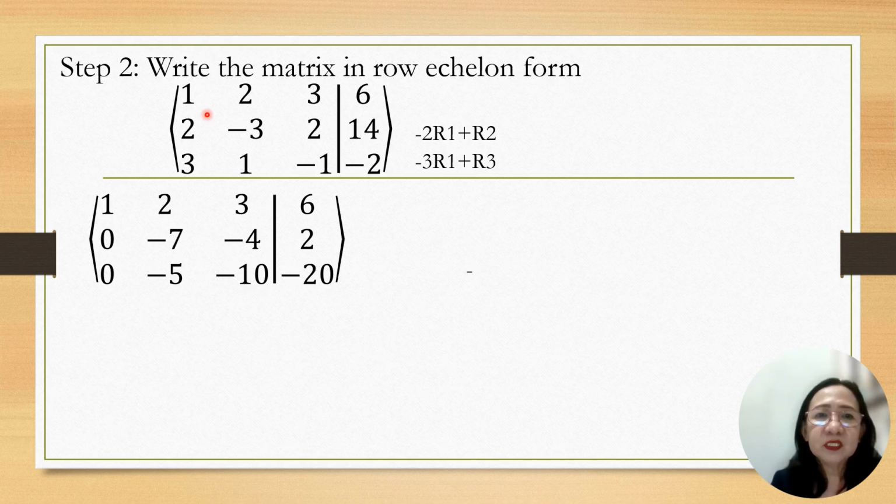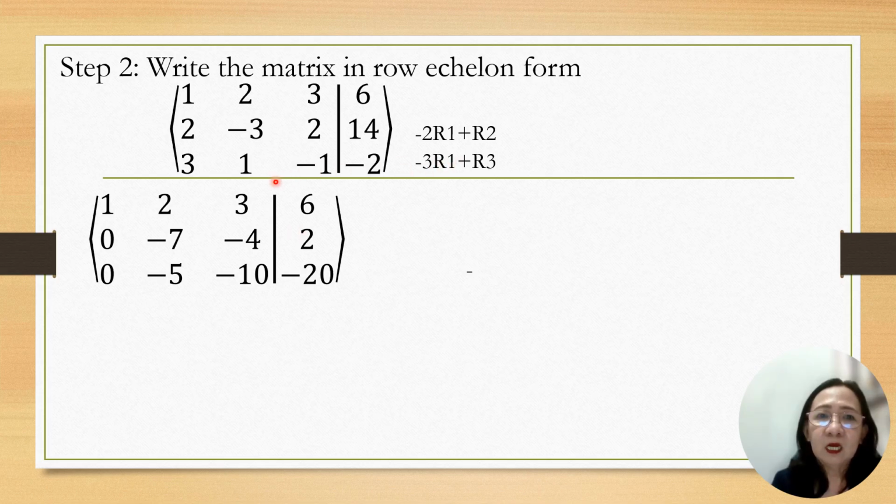Let us copy first the first row, 1, 2, 3, 6. Negative 2 times 1 is negative 2 plus 2, that is 0. Negative 2 times 2 is negative 4 plus negative 3 is negative 7. And negative 2 times 3, that is negative 6, plus 2, we arrive at negative 4. Then 6 times negative 2, that is negative 12. Negative 12 plus 14 is positive 2.